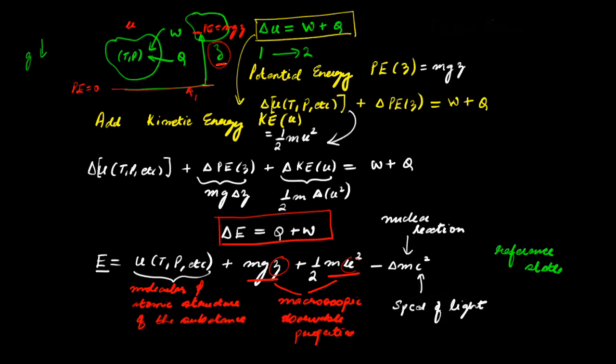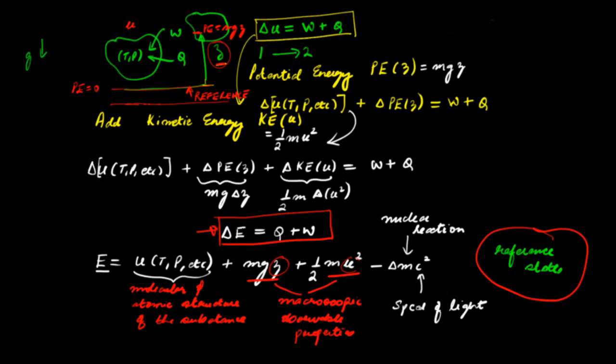But I could have taken this reference state at some other elevation as well, and that would be equally applicable. So there's nothing like an absolute value of energy. We always measure energy from some reference state, and fortunately we are always interested in the change in energy, because on the left hand side of this first law we'll always have the change in energy.